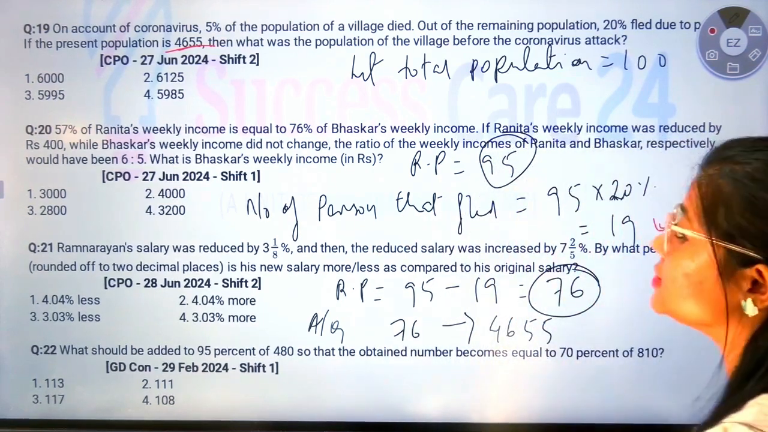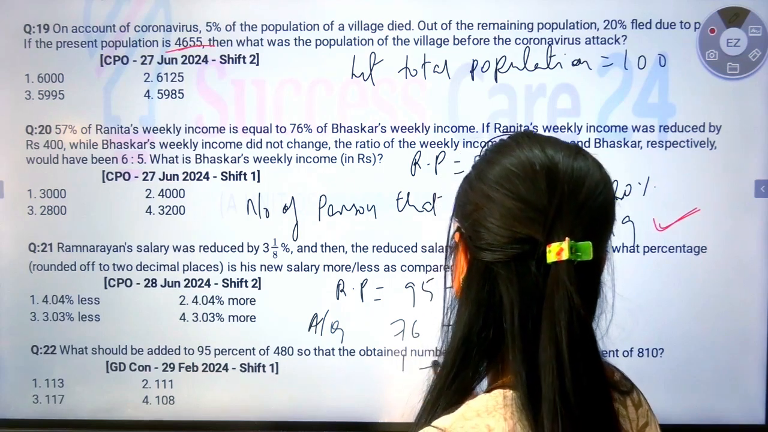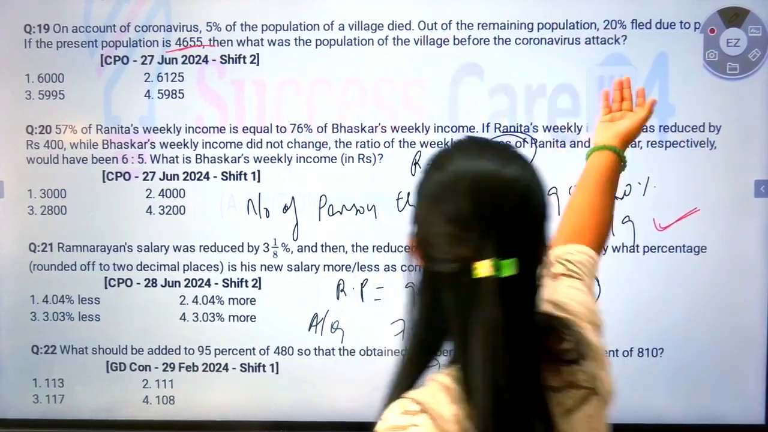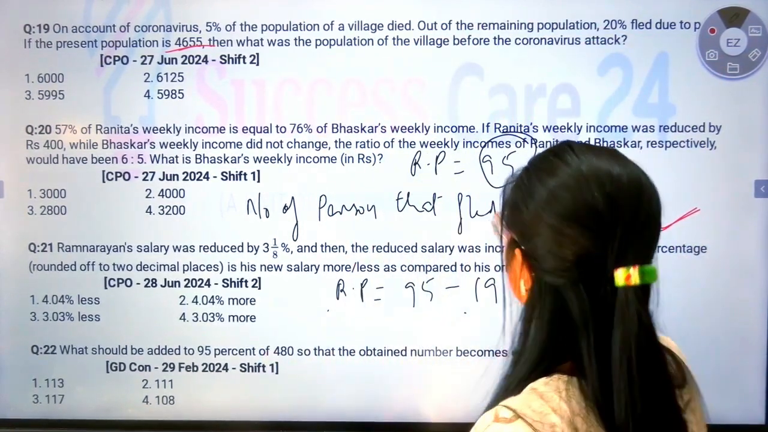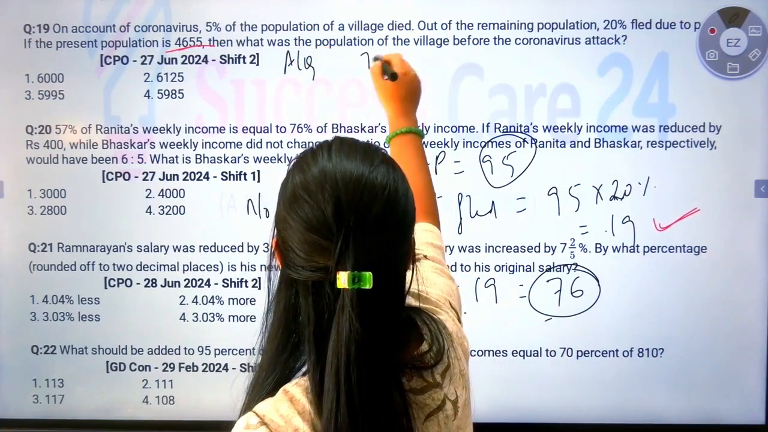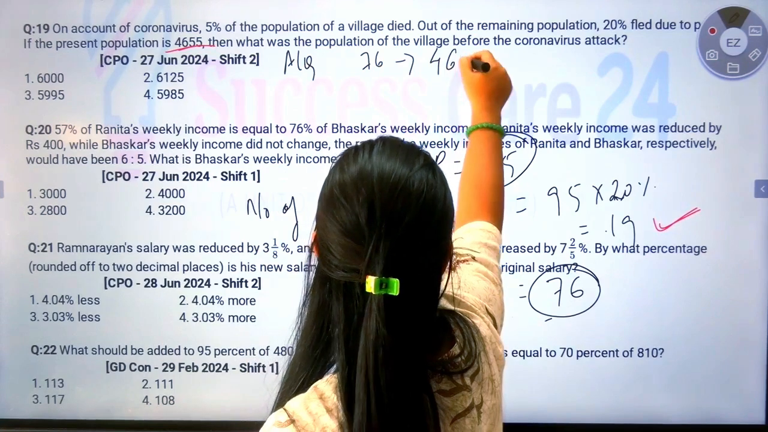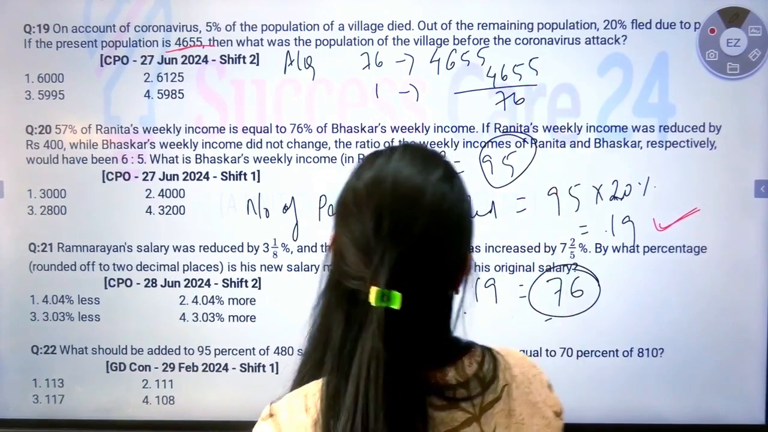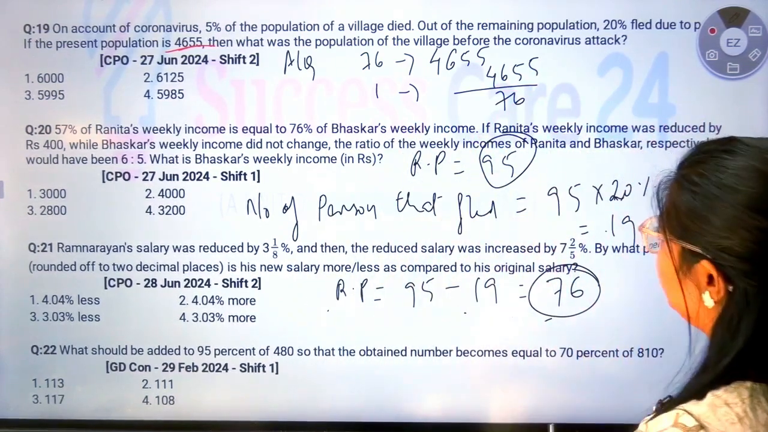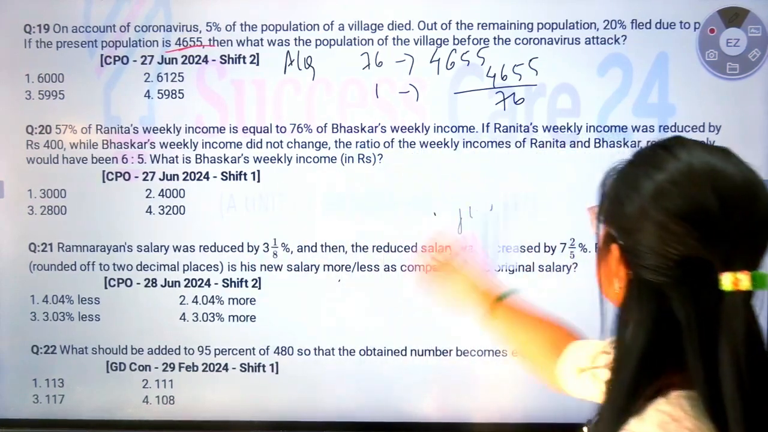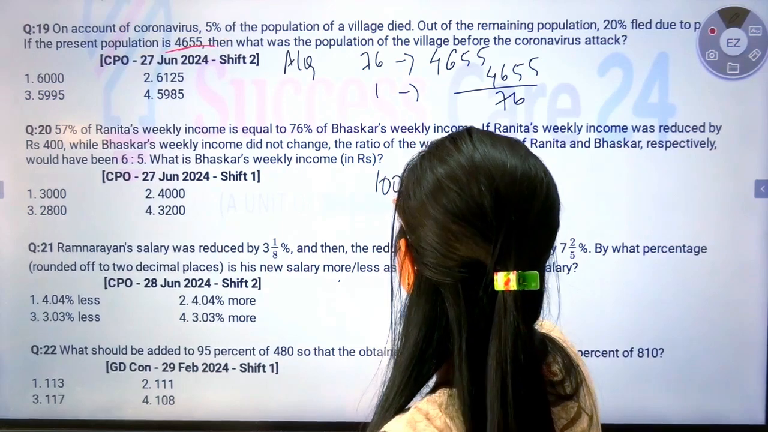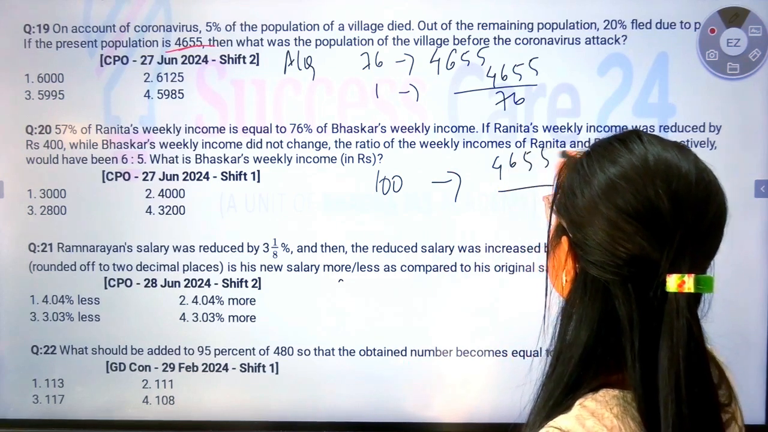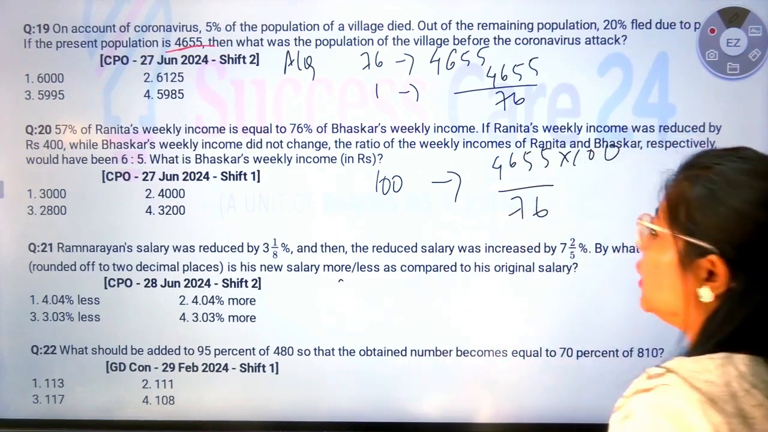That means according to the question, 76 must be equal to the actual population, 4655. So if 76 is this, then 1 is 4655 divided by 76. Let us do the calculation above. According to the question, 76 is equal to the actual value 4655. Then 1 is 4655 divided by 76. So you need to find the actual population. The population you have taken is 100. So the 100 value would give 4655 into 100 divided by 76. You do the calculation.